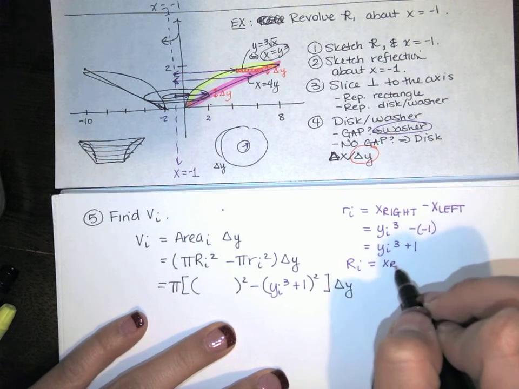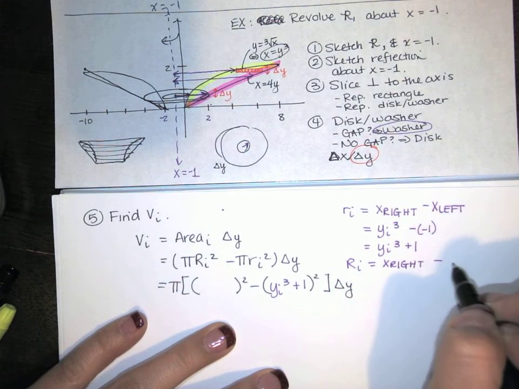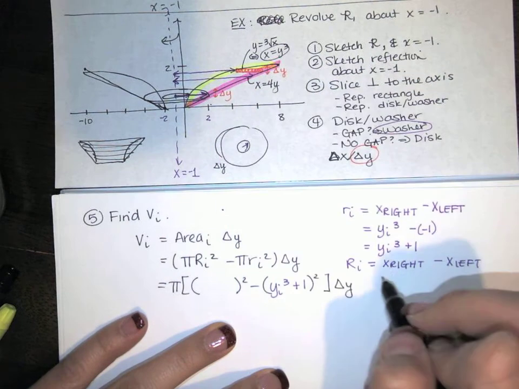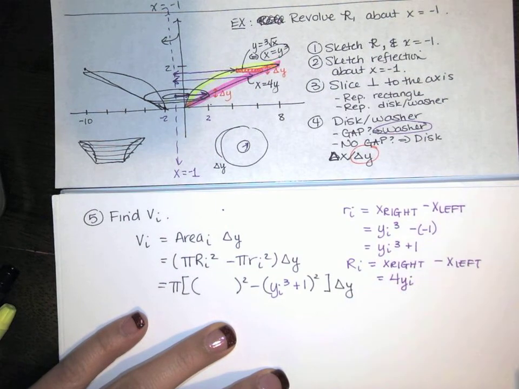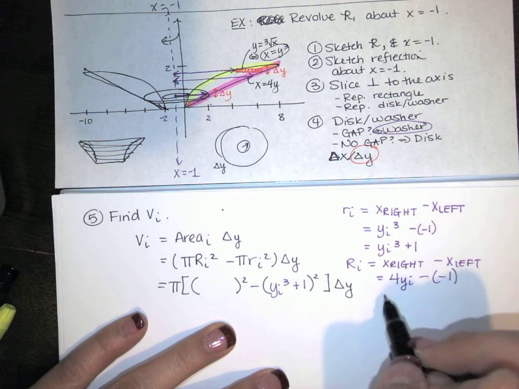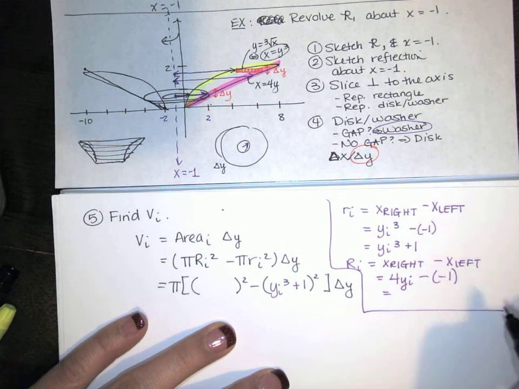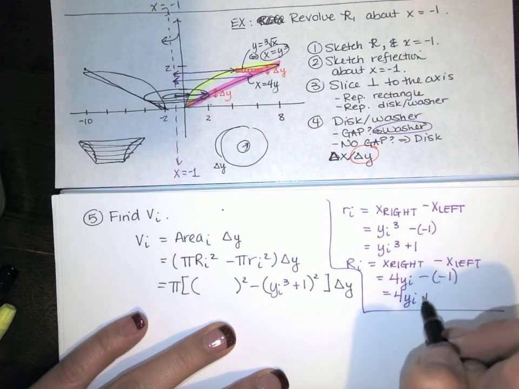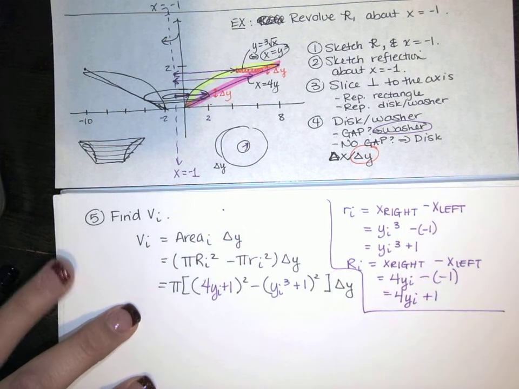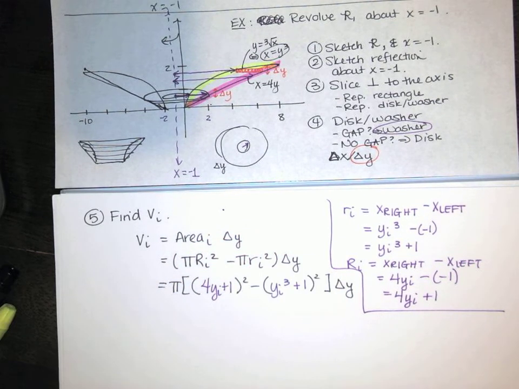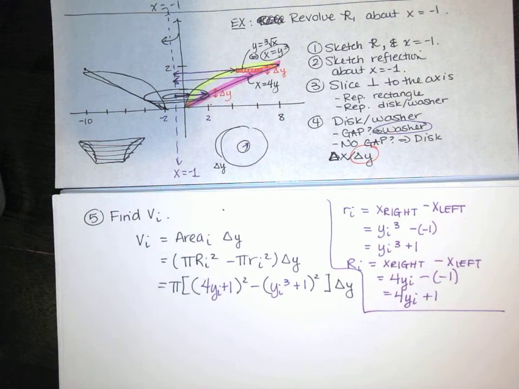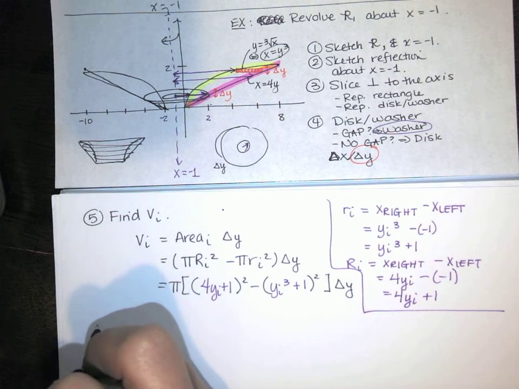Oops, didn't write it down yet. I need x on the right minus x on the left. X on the right is given by 4y. X on the left is still -1. So I've got 4y sub i plus 1. I'm filling that in. Okay, that's the volume of one washer. I want the volume of the whole thing.